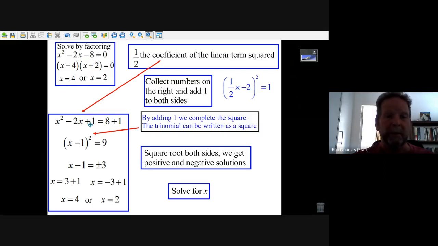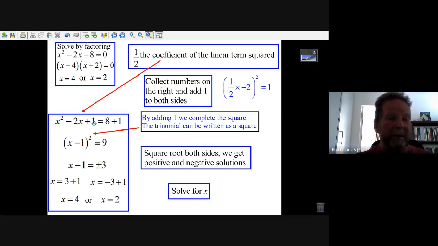Well, the first thing you do is move the 8 over to the other side. And now to complete the square, you always do the same thing, and you just have to learn it. You always take half of the coefficient of the linear term and you times it by itself. Well, that means half of the number that's in front of x, that's the linear term. You take half of negative 2, which is negative 1, and then square it, negative 1 times negative 1, and you get a number, and you add it to both sides.